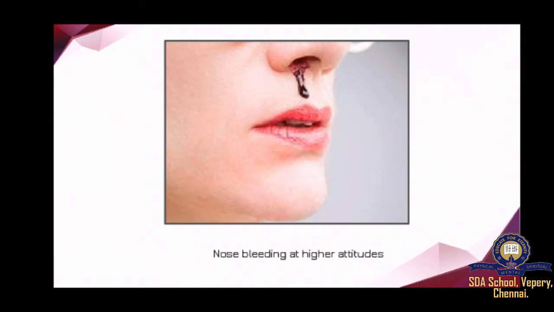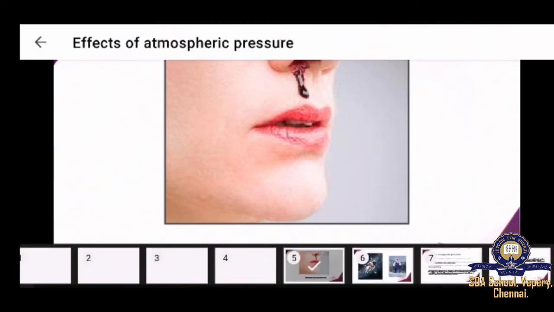Nose bleeding at higher altitudes. Do you know how the pressure will be at higher altitudes? We have already studied that pressure decreases with increase in height, right? So the atmospheric pressure is low at higher altitudes, but the pressure inside our body does not change. So here also there is a pressure difference. The pressure inside your body does not change, but the pressure outside is very low, right? So the pressure inside the body, which is much higher than the atmospheric pressure, causes the bursting of arteries which are closer to the inner skin of the nose.